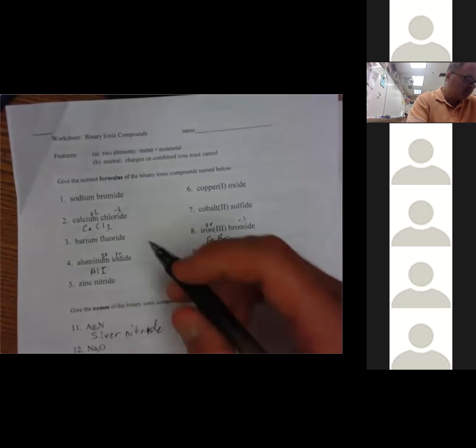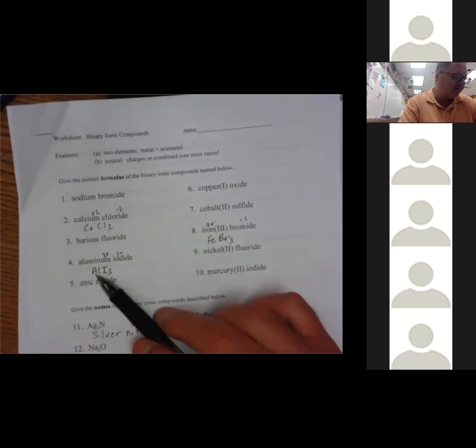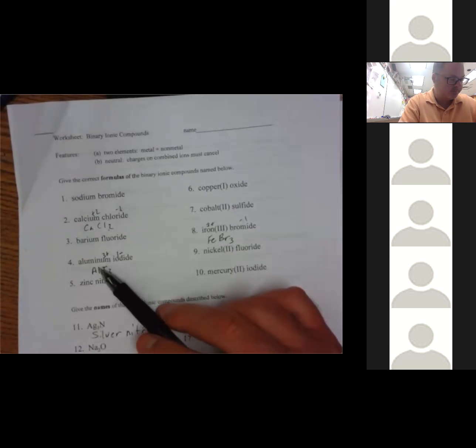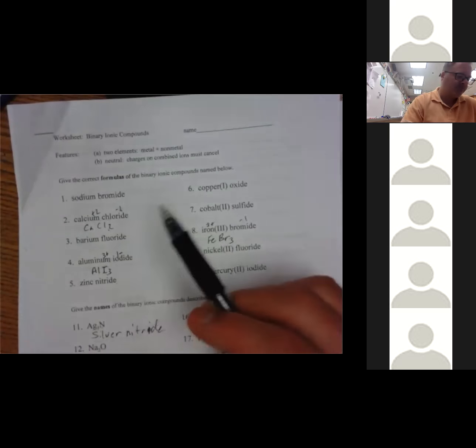So when we see that, we need to realize that we don't have enough negatives to cancel this out. So we need 3 of these negatives. So that's one type of problem. You have aluminum, which is group 1A, 2A, silver, zinc, or aluminum. So that always has a charge.